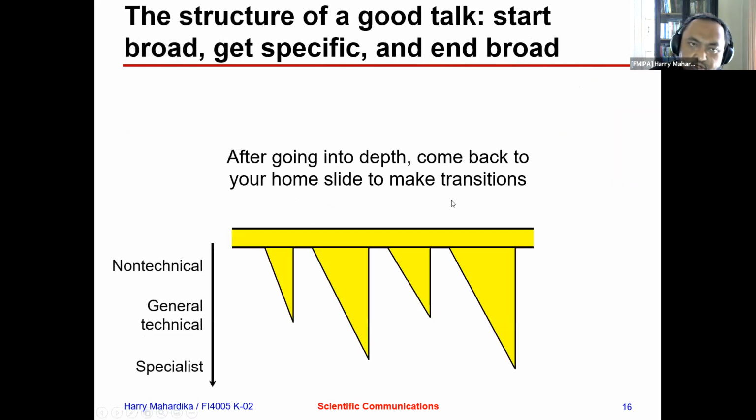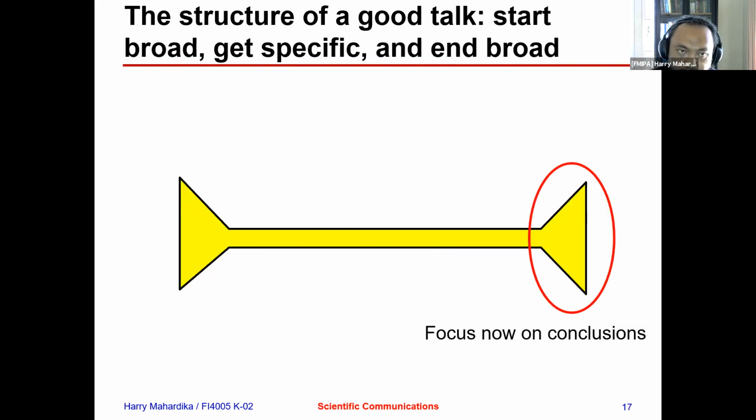Next, the structure of a good talk: start broad, get specific, and then go broad again. In the middle part of your talk, you can be more specific. It can be highly technical, especially when you are talking about a certain type of sensor, a certain type of electrodes, or an inversion calculation, and so on. But that is only in the middle part of your talk.